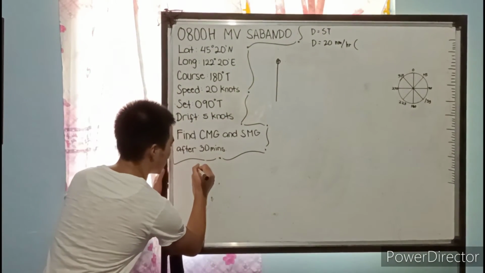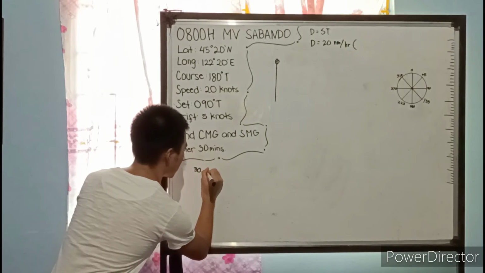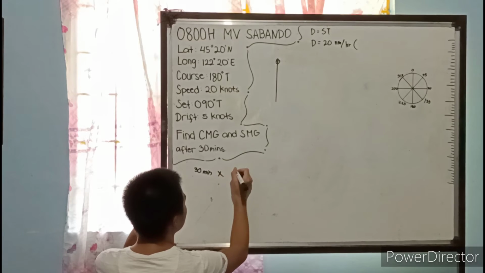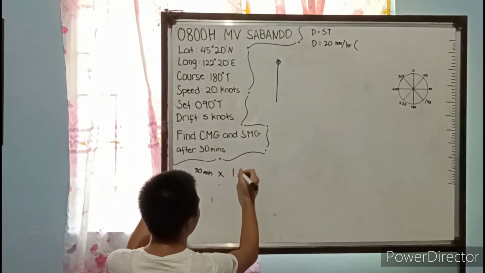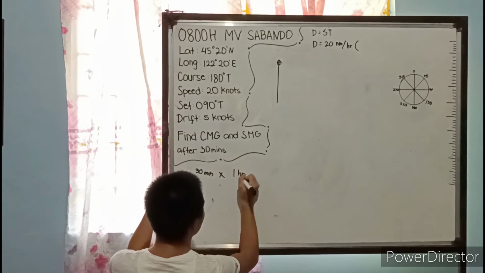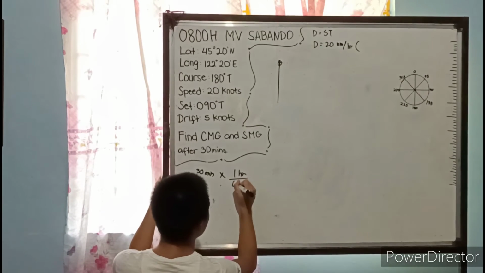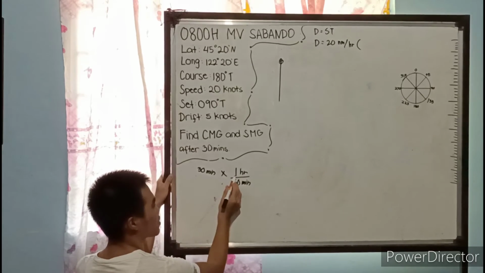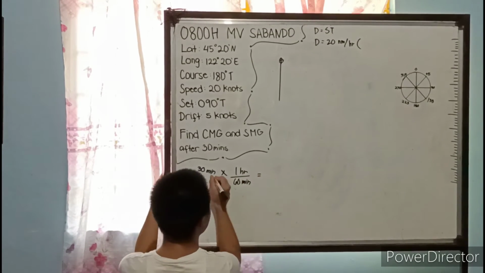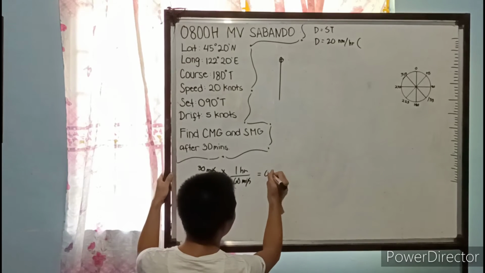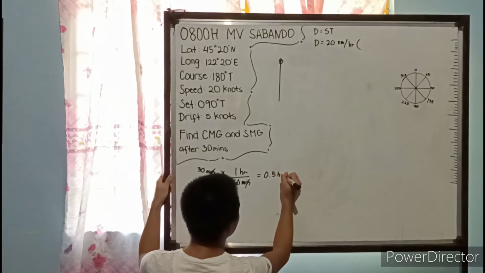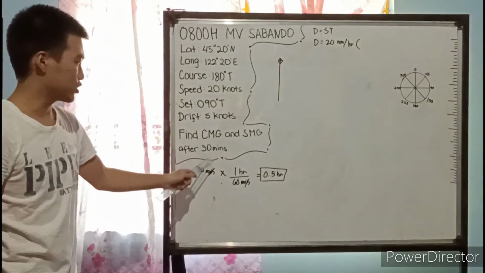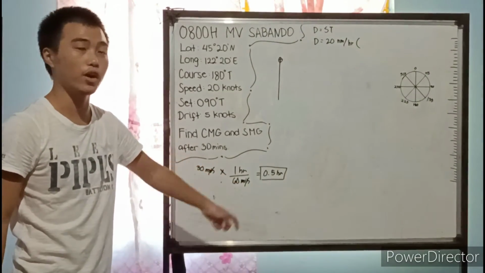30 minutes over, times, 1 hour over 60 minutes. So 30 times 1 divided by 60, cancel this, and we will come up with 0.5 hour. And this will be our time. After 30 minutes is equal to 0.5 hours.